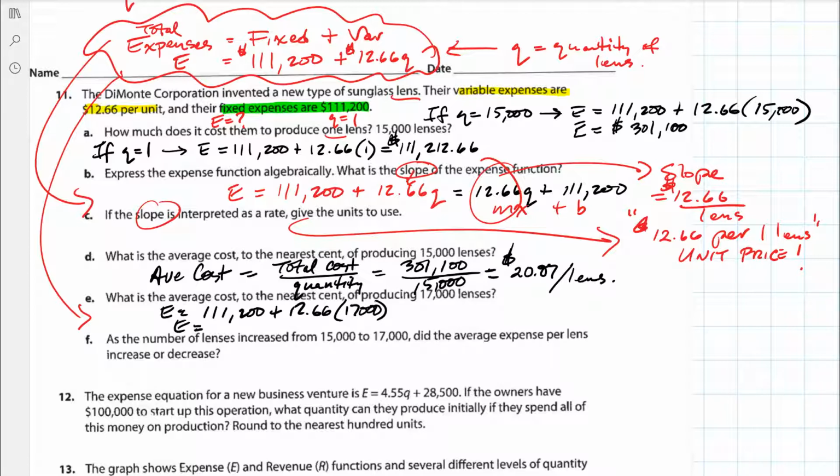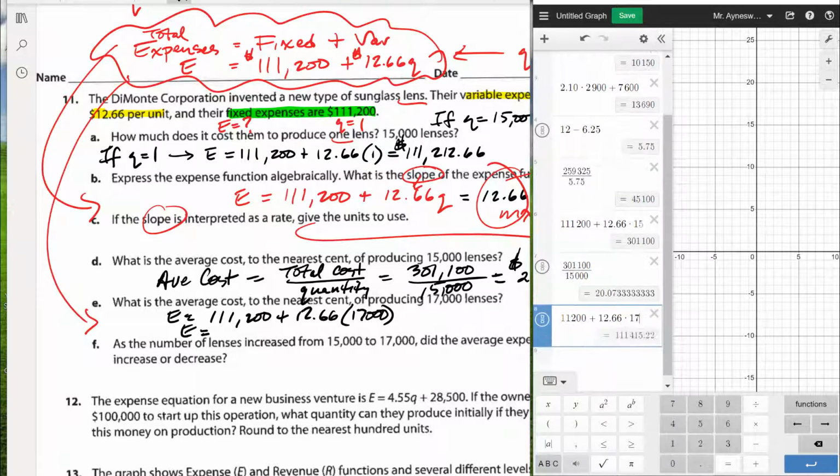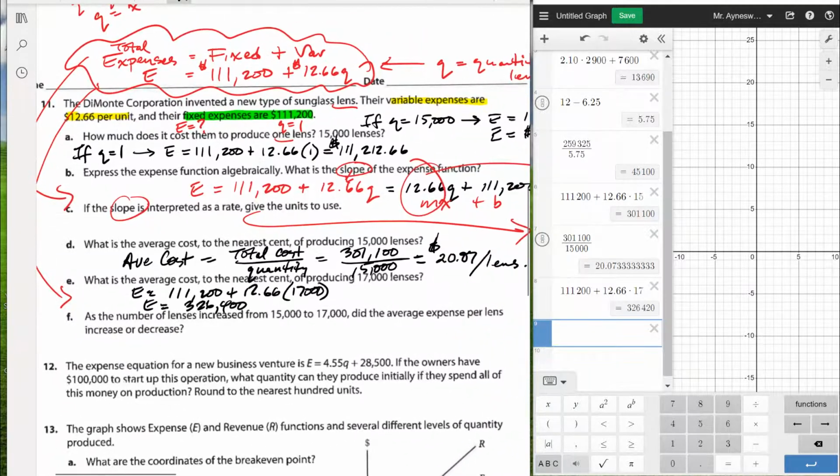So let's figure out the total expenses. Just type this in: 111,200 plus $12.66 times 17,000. Notice that that's a pretty good sized number there. So 326,400. That's step one. Now step two, we got to divide that by the total number, which is 17,000. So the average cost in this case would be 326,400 divided by 17,000.